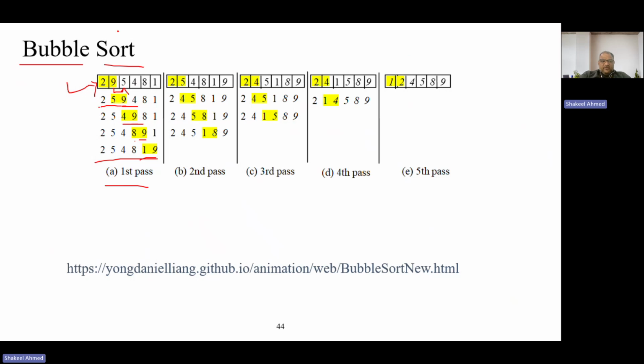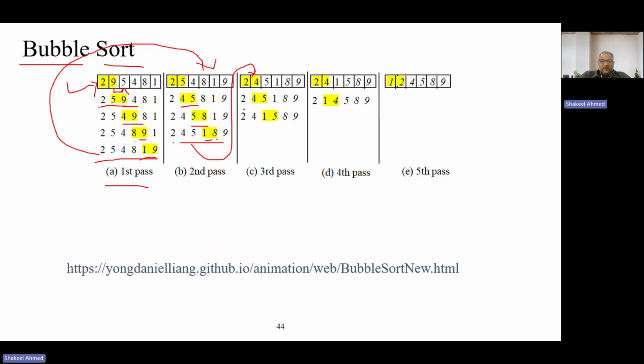Now after the first pass, the values are passed on to the second pass. Again the same thing: 2 and 5, okay; 5 and 4, not okay, so 4 5 will be swapped here. After that, 5 and 8, yes, it is correct. In the next round, 8 and 1, no, it has to be 1, 8. And the last one, 8 and 9, that's fine. So now, after the order, 2, 4, 5, 1, 8, 9.